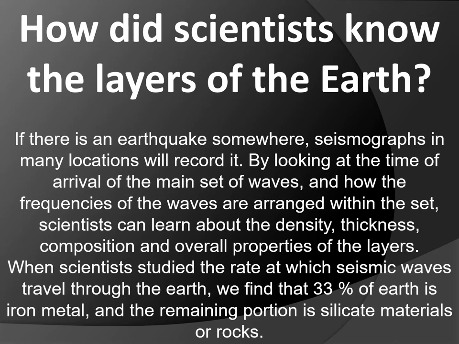If there is an earthquake somewhere, seismographs in many locations will record it. By looking at the time of the arrival of the main set of waves and how the frequencies of the waves are arranged within the set, scientists can learn the density, thickness, composition, and the overall properties of the layers underneath our feet. When scientists studied the rate at which seismic waves travel through the earth, we find that 33% of the earth is made up of iron metal and the remaining portion is made up of silicate oxide or rocks.